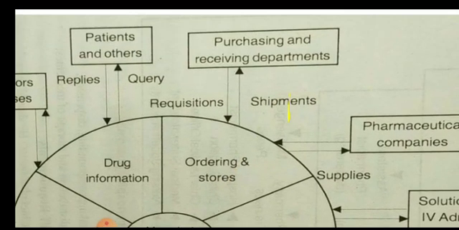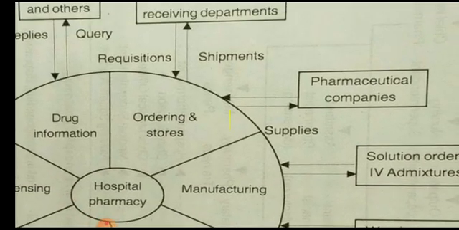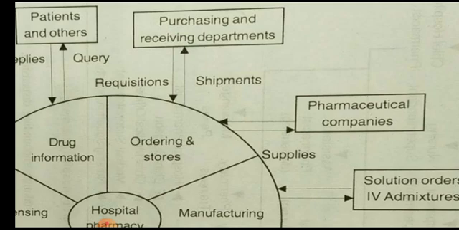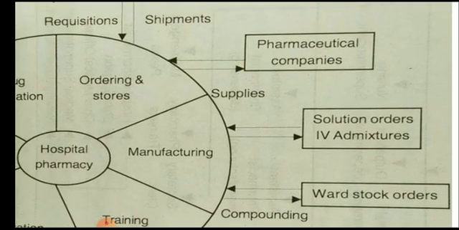Ordering and store. So there is the purchasing and receiving department. So its requisition and shipment means whatever requirements are there, and whether they are brought properly into the store pharmacy department or not. So this is the first function, you can say, which is having bi-directional flow. Then all the pharmaceutical companies whom they have to contact for making orders of all the medicaments. So again, this is a bi-directional flow.